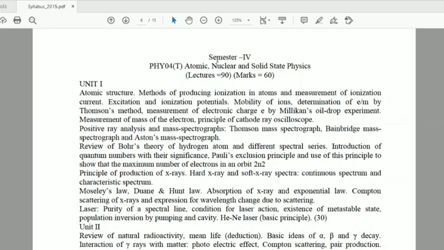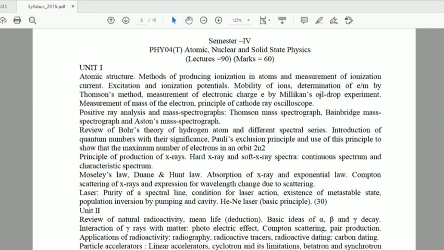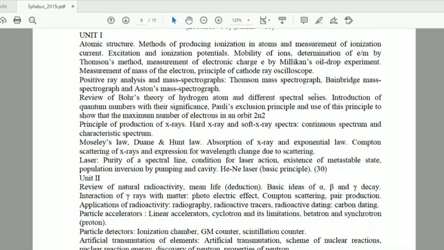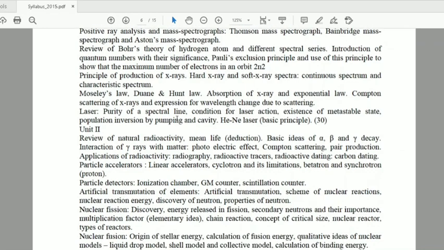This is semester 4, and in this semester you'll be doing one paper of physics, that is physics 04T, atomic, nuclear and solid state physics. As for me, I'll be taking unit 2 of the syllabus of this paper that has to do with nuclear physics. So unit 2, as you can see, all of you must have got a copy of the syllabus. So it has to do with nuclear physics.